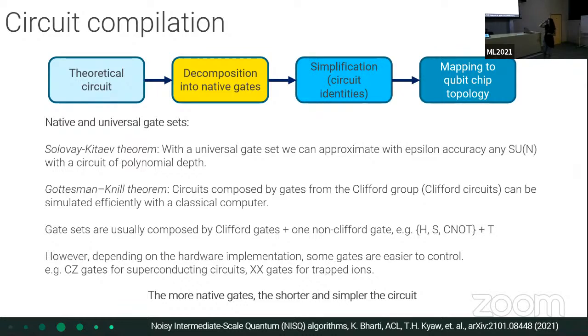Another thing is we have to simplify the circuits, as I said at the beginning. So we can start with this super cool two qubit gate, but at the very end, we have to decompose that into CNOTs, for instance.